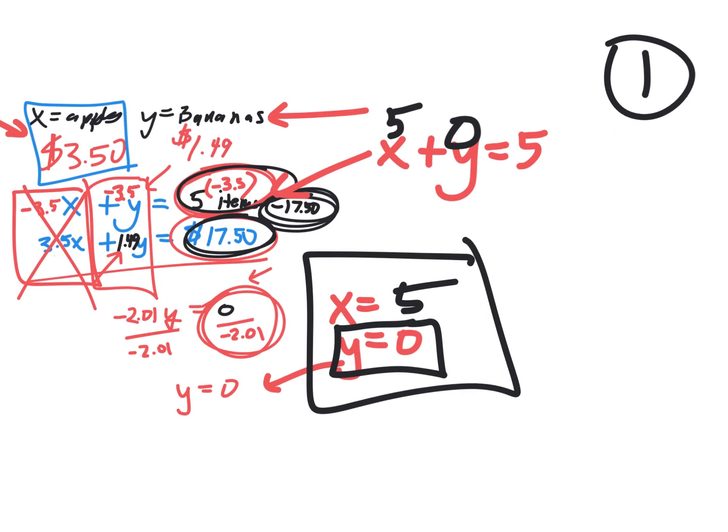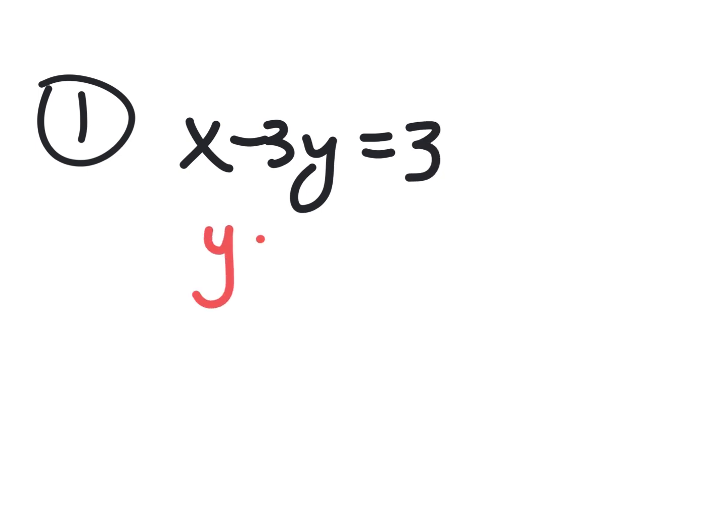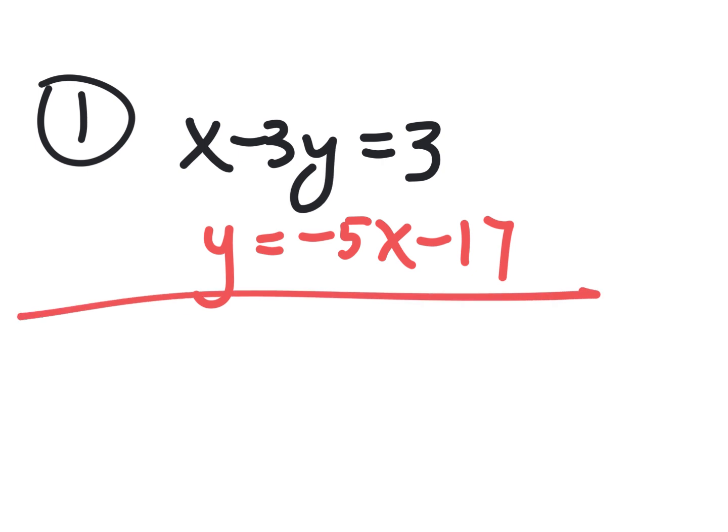Here's the solution to that last one. And now we are on to the Schoology quiz number 1. Would you please read it again? x minus 3y equals 3. And then the other equation? y equals negative 5x minus 17. Now, does that look all perfectly set up for doing the elimination method?